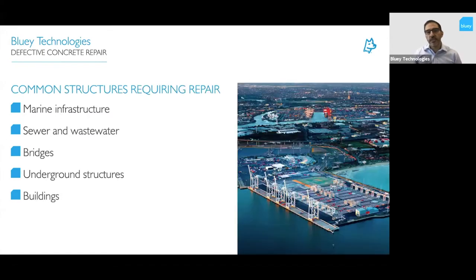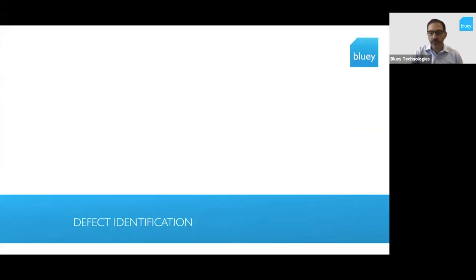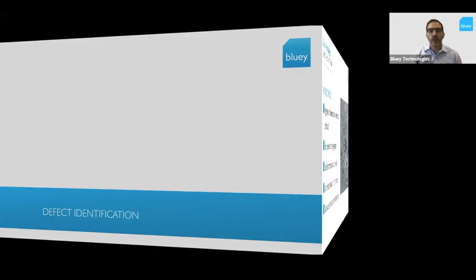The types of structures that require repair: very common in marine infrastructure, obviously because of that saltwater environment, very aggressive. Same with sewer and wastewater, very aggressive environments where concrete really is pushed to its limits. We also see it in bridges, underground structures and buildings, very commonly requiring upgrading and repairs. And of course, everything we do relates to civil infrastructure, so we see those types of structures a lot in the type of work that we do.